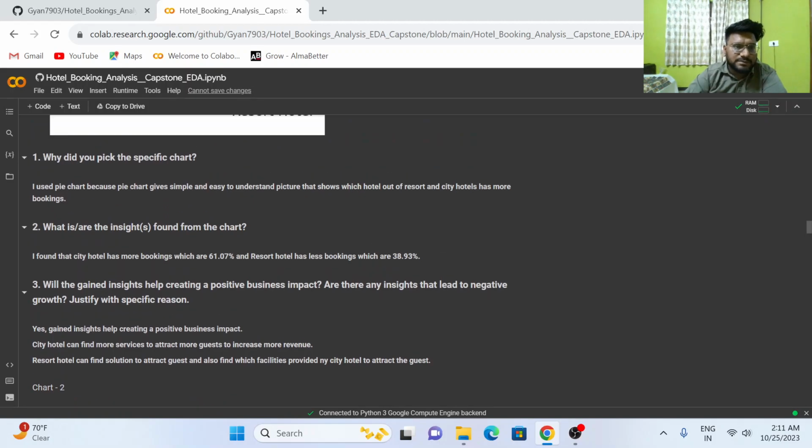So the insight from this chart was the same. We found out that the city hotels had more bookings, which was 61.07%, and the resort hotel had fewer bookings, which was 38.93% of the total.